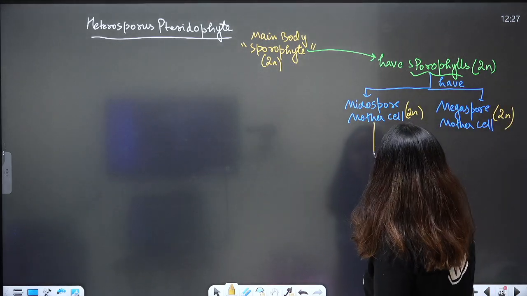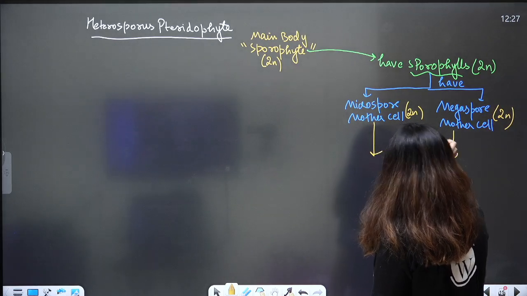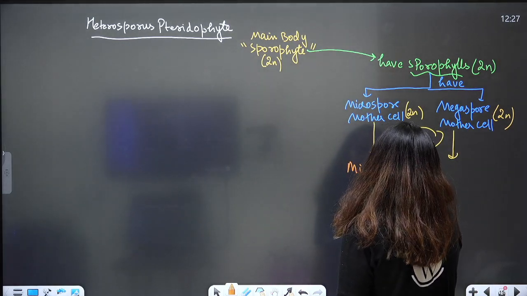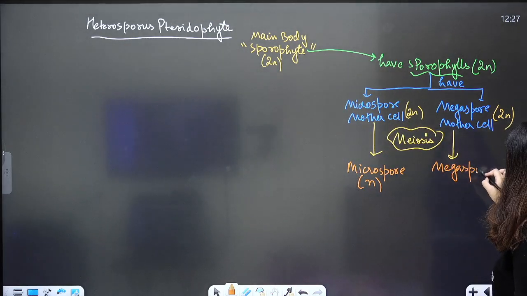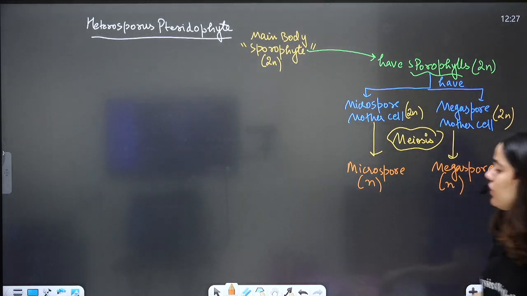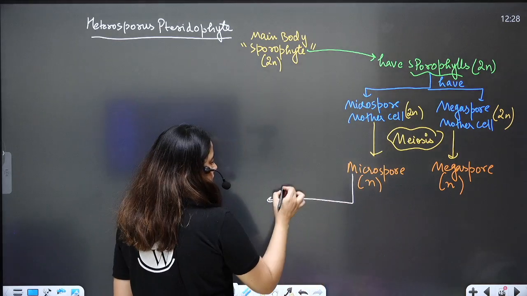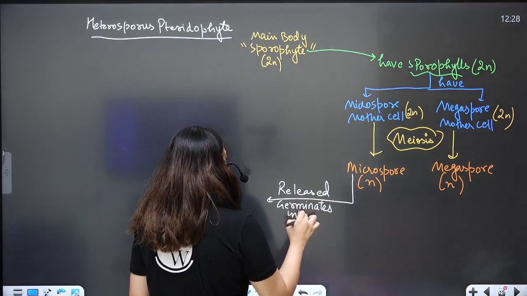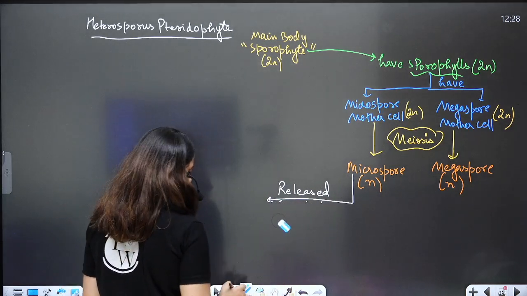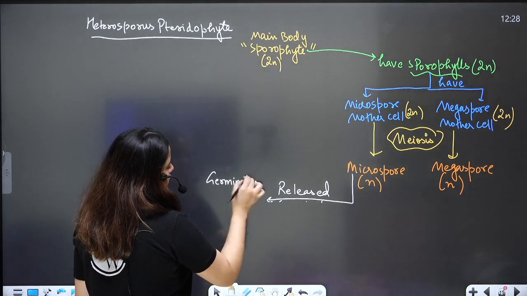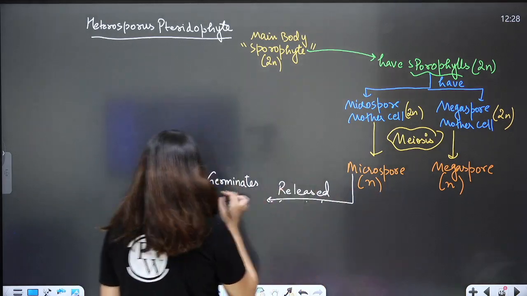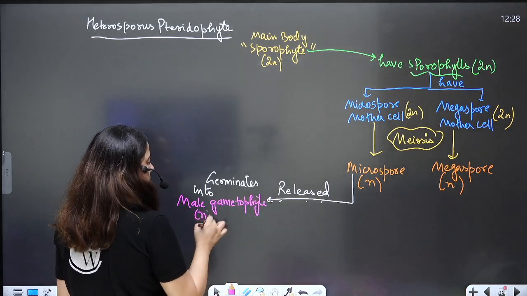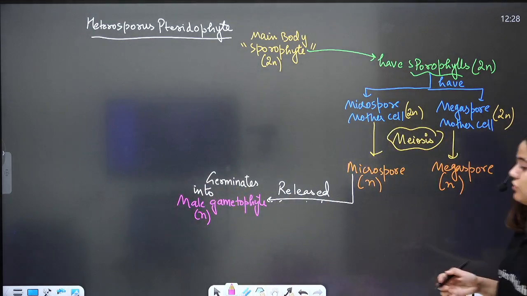Remember, they will undergo meiosis and form microspores and megaspores. Microspore, haploid; megaspore, haploid. Okay. Now, the microspore will be released from the parent body and germinates into the male gametophyte. Here the gametophytes will be produced separately. There will be no single gametophyte. It will be haploid, right? The male spore will produce the male gametophyte.